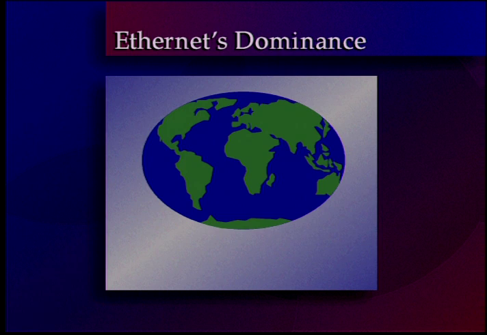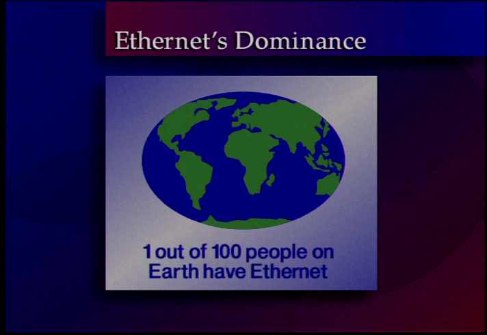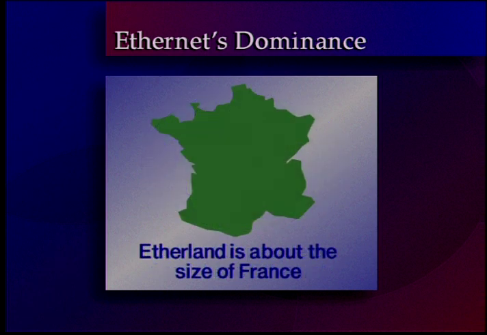When you look at that physical infrastructure, just counting nodes, they're in the neighborhood of 50 million end systems on Ethernet today. Another way to look at this is that 1 out of 100 people on the planet has an Ethernet node. And maybe yet another way to think about this is if all the people who have Ethernet got together and formed a country, and maybe they call it Etherland, it would have the same population as France.